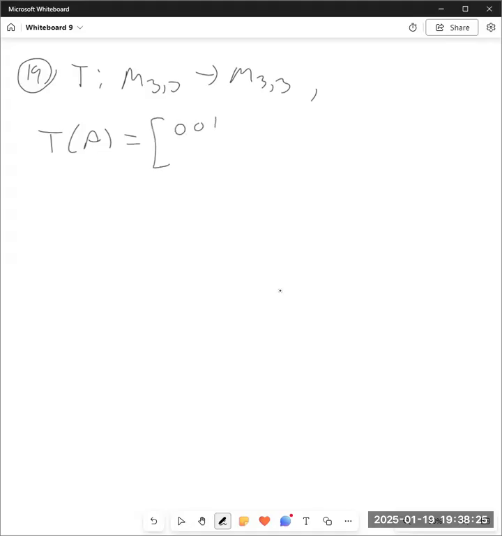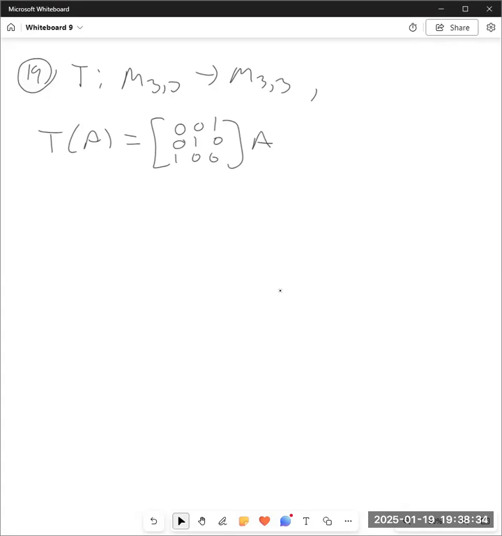That was 13. Let's go on to 19. 19 is T from a 3x3 matrix to a 3x3 matrix using the transformation matrix. T of A is equal to [0, 0, 1; 0, 1, 0; 1, 0, 0] times A.